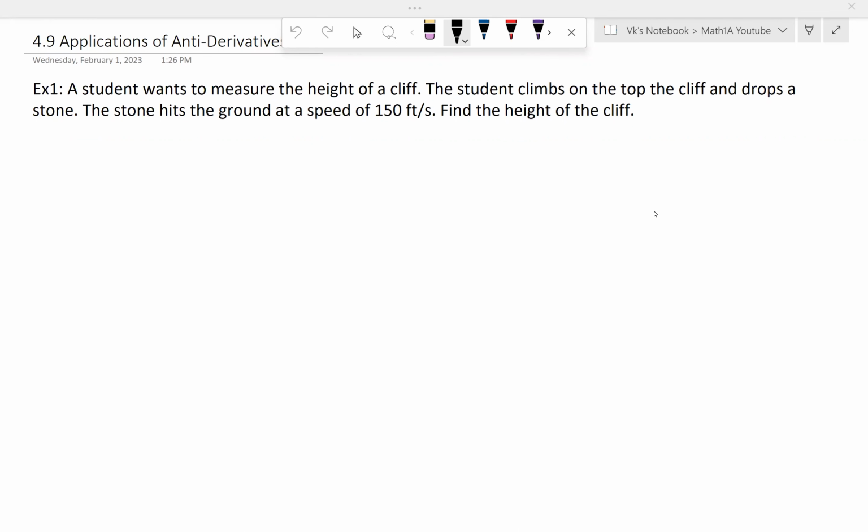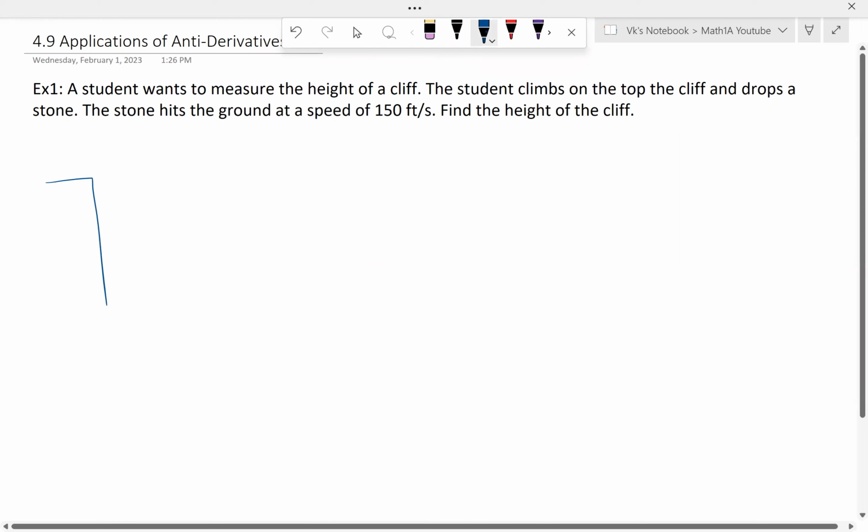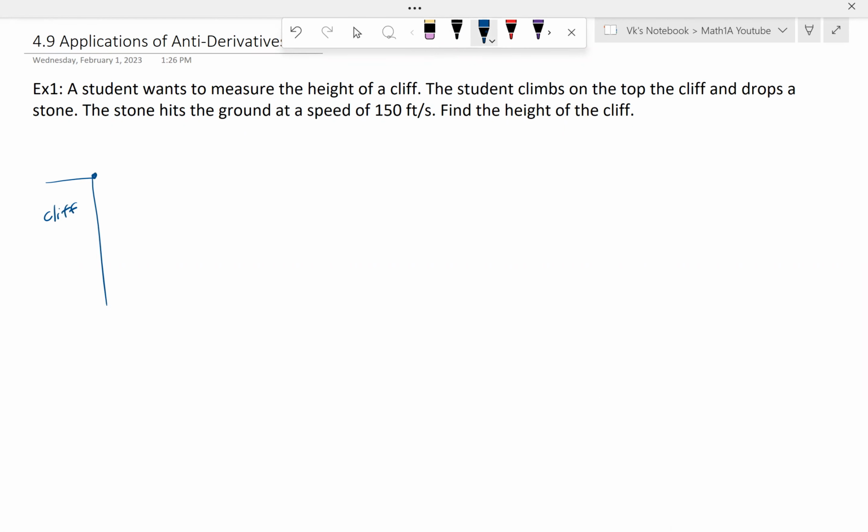Example number 1: a student wants to measure the height of a cliff. The student climbs on top of the cliff and drops a stone. The stone hits the ground at a speed of 150 feet per second. Find the height of the cliff. Okay, so here comes the cliff, it's stone, and that is the ground right here.